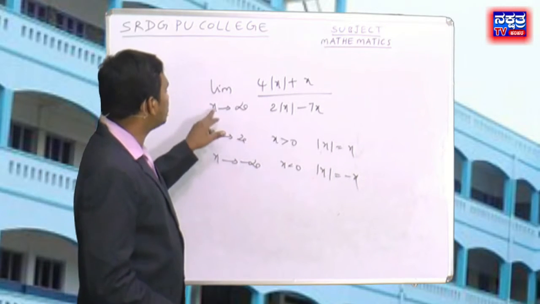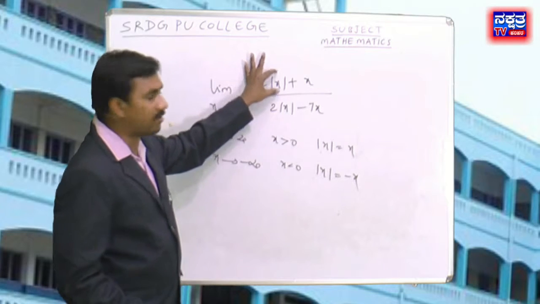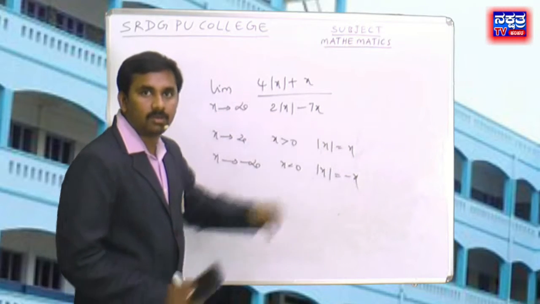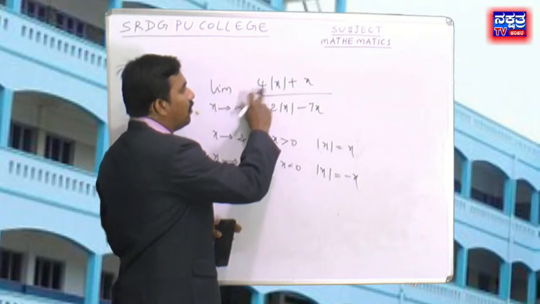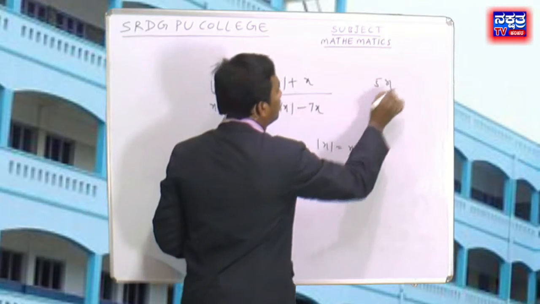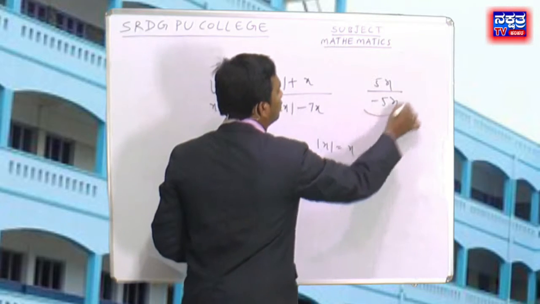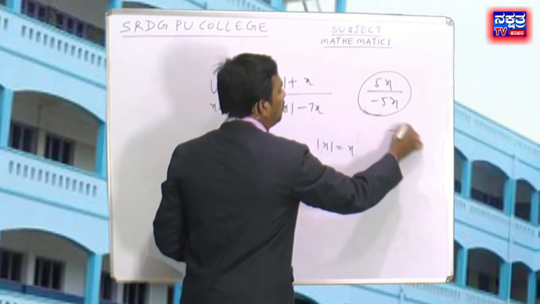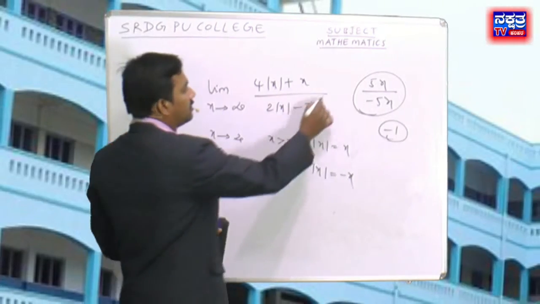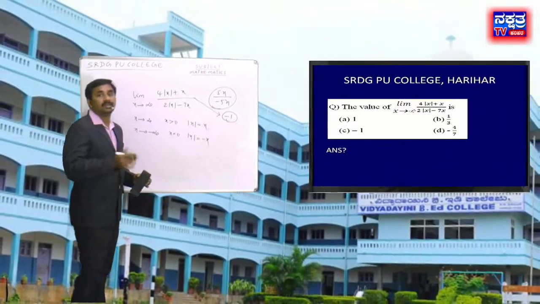So here x tends to infinity only, so in place of mod x we can write x. Then what is the function? 4x plus x, that is 5x, by 2x minus 7x, that is minus 5x. Then it is minus 1. So the final answer of this one is minus 1.